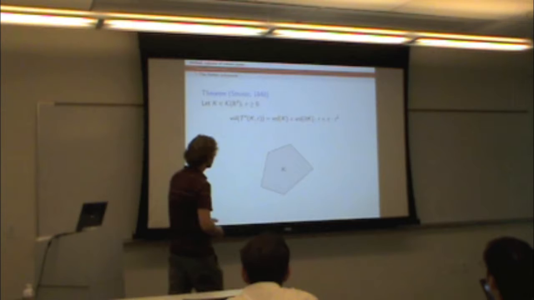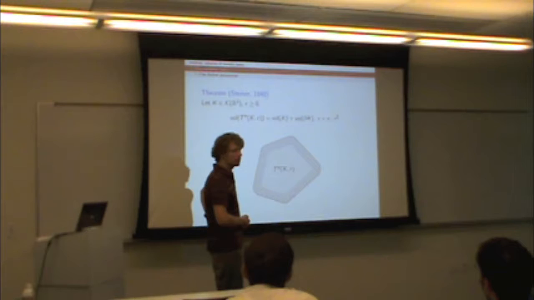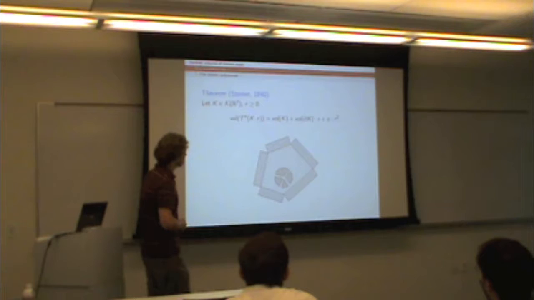So here's our convex body K, right? Now let's look at the tube of radius r around the convex body K. It looks like this. Now we can decompose this tube this way. And okay, let's rearrange these parts, and then we get this. So now let's look at the volume.